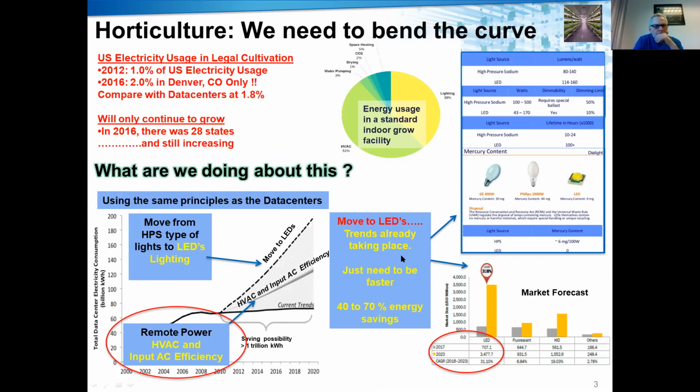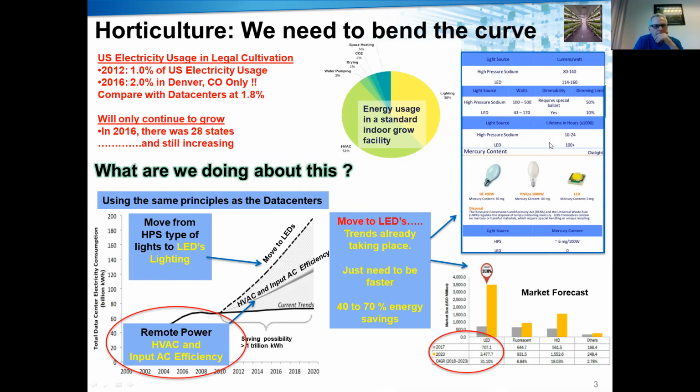That trend is happening already, and that's about a 40 to 70% energy savings if you go to LEDs. If you compare them to HPS or those types of lights, LEDs will give you a lot more lumens per watt. They're also able to dim down to 10% easily, whereas HPS with a special ballast can go maybe to 50%. So you're saving some energy because you can go to 20% if that's all you need.